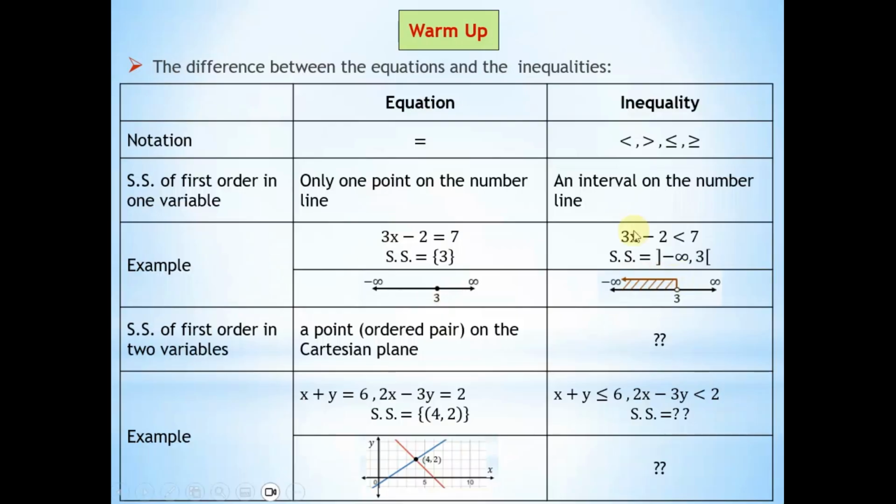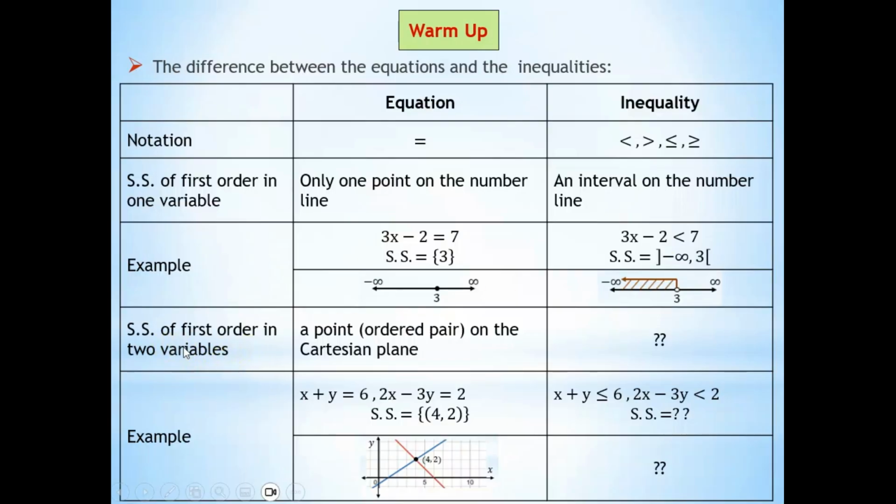Okay, but the inequality, 3x minus 2 less than 7, what is the solution set? The solution set for the inequality is an interval on the number line. If you solve this inequality, you will get the solution set is all numbers less than 3. So it is the interval from negative infinity up to 3, open. You can represent this on the number line as shown, from negative infinity up to 3, and put an empty circle here at 3 because 3 is open here.